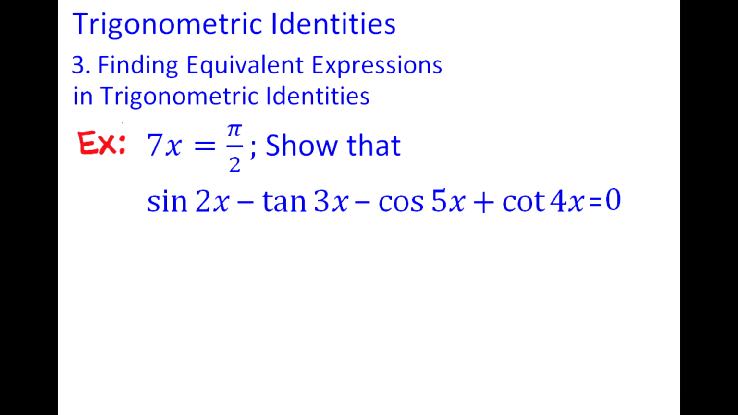And as a last question, we have: if 7x is equal to pi divided by 2, which is 90 degrees, right? Then show that sine 2x minus tangent 3x minus cosine 5x plus cotangent 4x is equal to 0, guys.